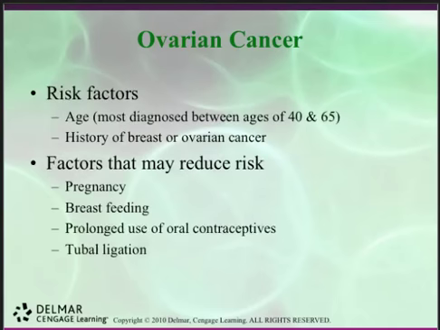The risk factors include your age group, as well as a family history of breast or ovarian cancer. Factors that can reduce the risk include pregnancy, breastfeeding, and prolonged use of oral contraceptives, as well as tubal ligation, which is a form of birth control where the fallopian tubes are cut and then sealed shut. Why would a family member with ovarian or breast cancer increase the risk of the disease? That's because of the genetic predisposition to this transformation.